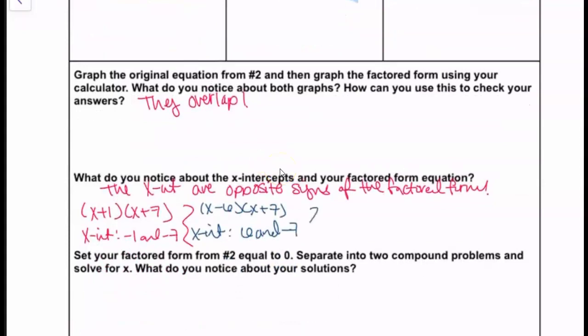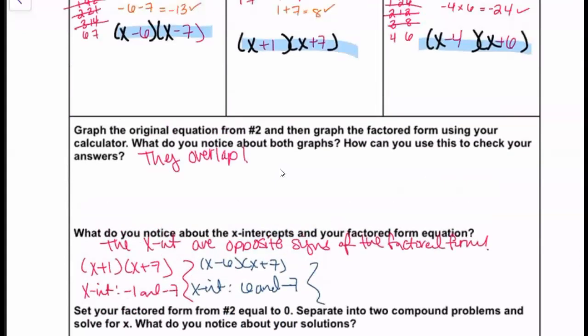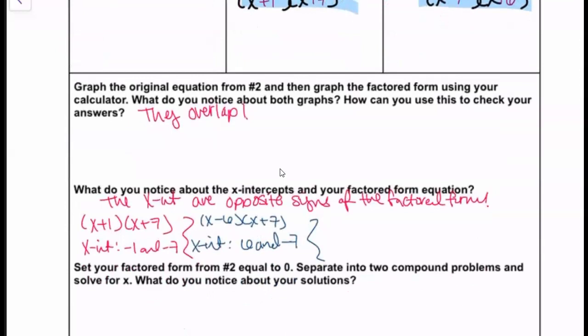And then for our last problem, we had x minus 4 and x plus 6, which meant my x-intercepts are opposite signs, so positive 4 and negative 6. So you just switch the signs of the factored form, and those are your x-intercepts. Very helpful to know.